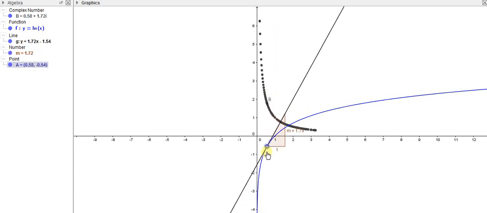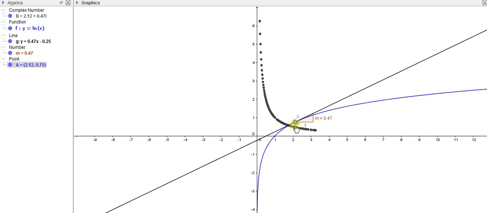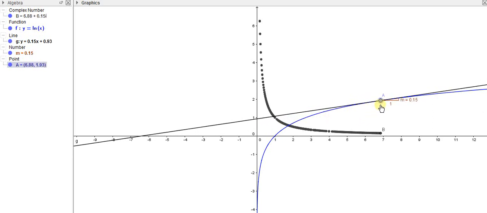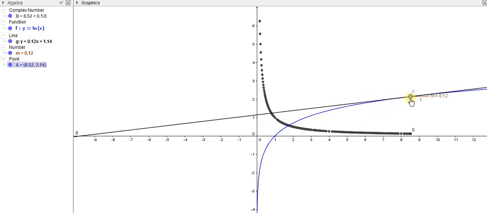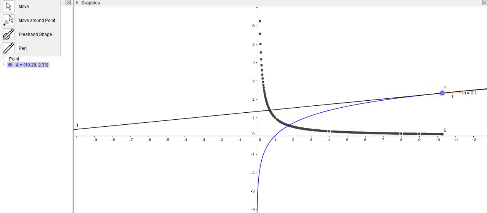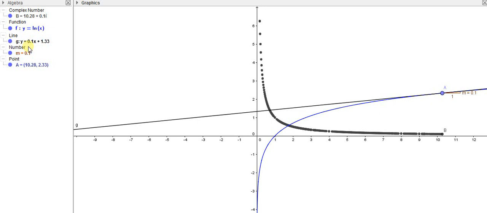Let me go on the other side. Right, so as I move the point on the right side, you see the path taken by point B, and this path, as we all know, is the graph of y is equal to 1 by x. So the derivative of log x function, as we all know, is 1 by x, and this has been demonstrated in this graph. Hope this makes sense to you.